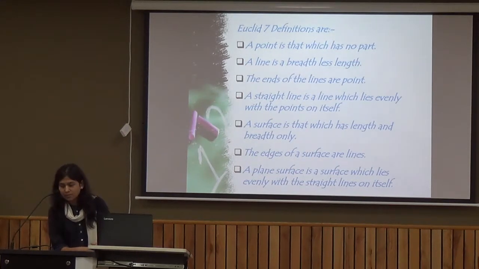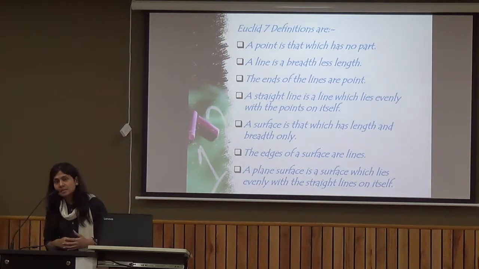First definition is, a point is that which has no part. Second, a line is a breadthless length. There is no breadth to this length. Now, the ends of a line are always points. We can say that a line is basically a group or a bunch of many points made together.